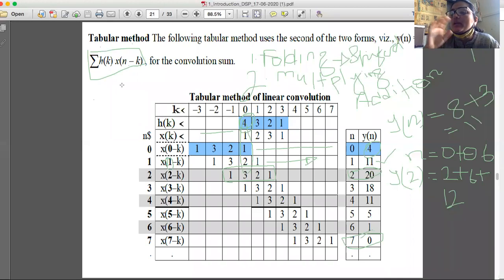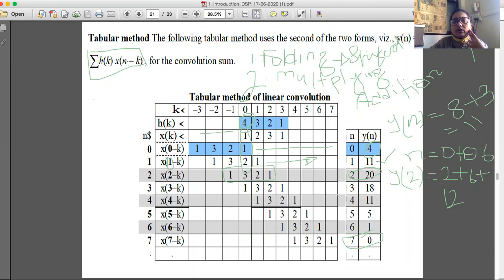That is, we will be folding the sequence and then we will be shifting the sequence, right? So here the input sequences are h of n and x of n. The first sequence is h of n, represented as 4 3 2 1, and the second sequence x of n will be 1 2 3 and 1.